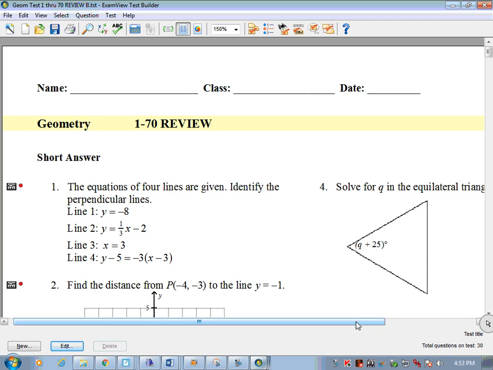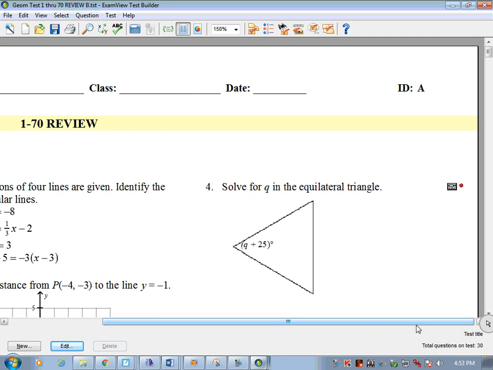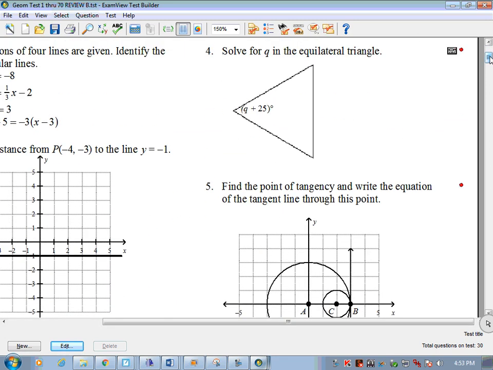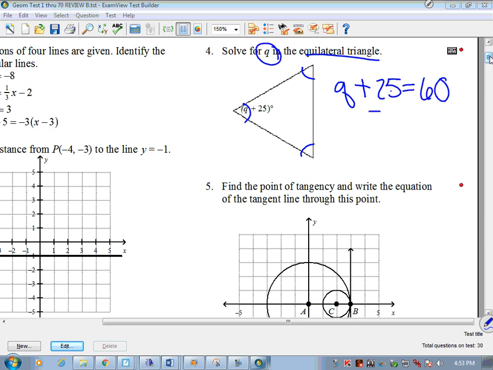Okay, 4. Let's scroll over here. Solve for Q in the equilateral triangle. That's the most important phrase in here, equilateral. Because if it's equilateral, then it's equiangular. And if it's equiangular, that means all angles measure 60 degrees. So we're saying Q plus 25 equals 60. We want to solve for Q, so we're going to subtract 25 from both sides. Q is equal to what I believe is 35 degrees. Okay, Q equals 35 degrees.